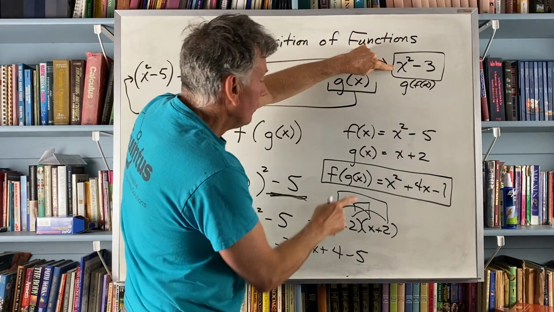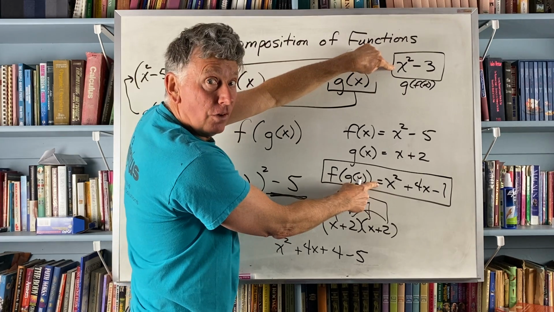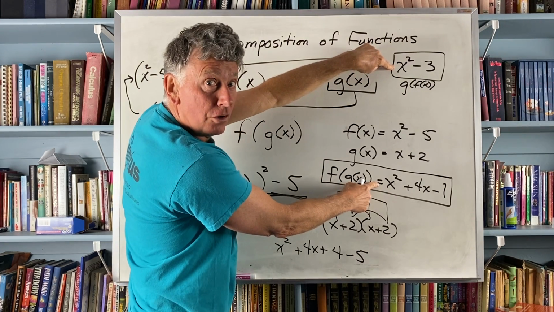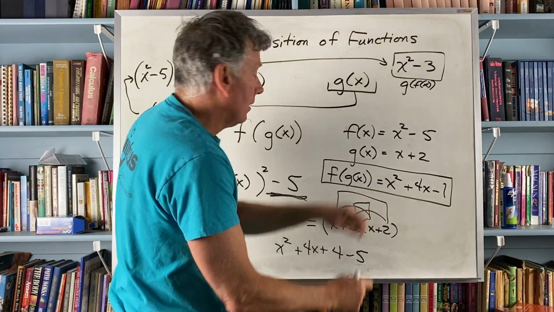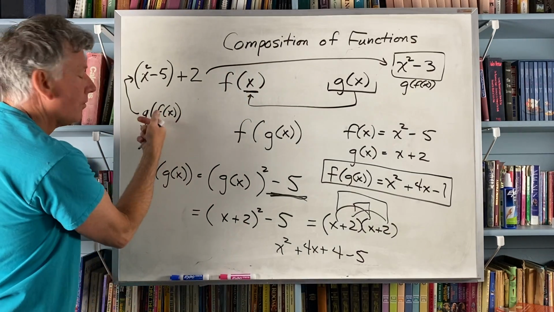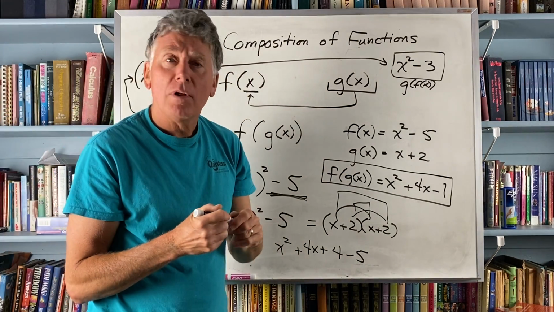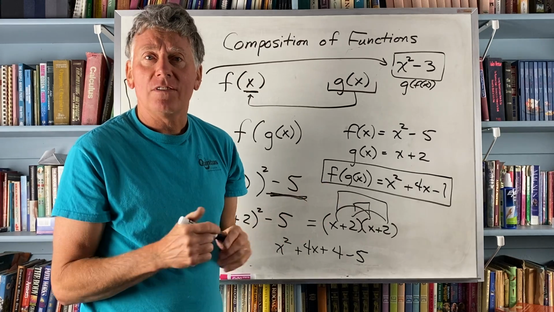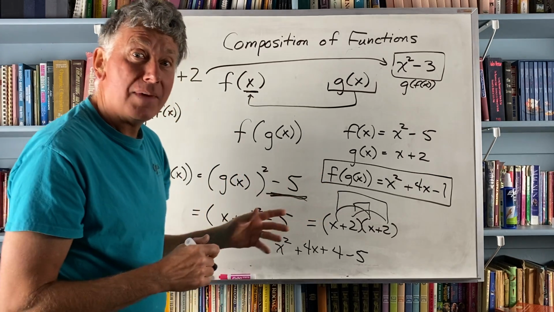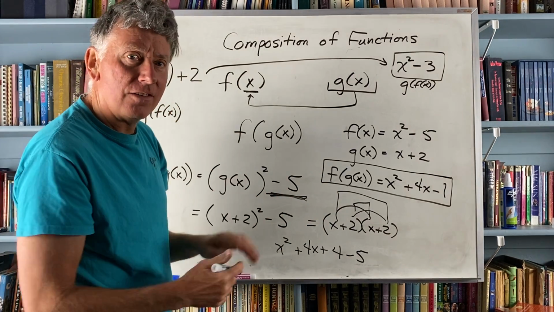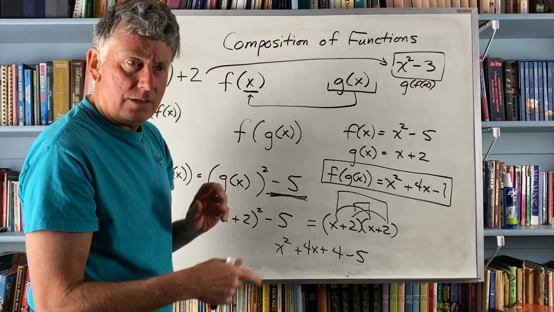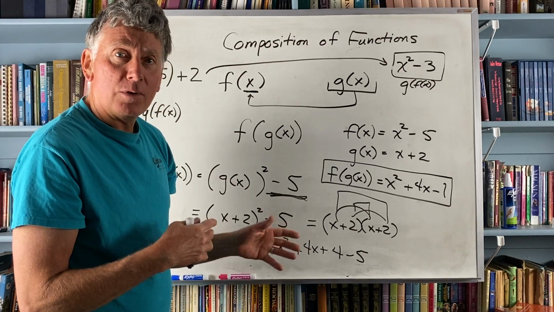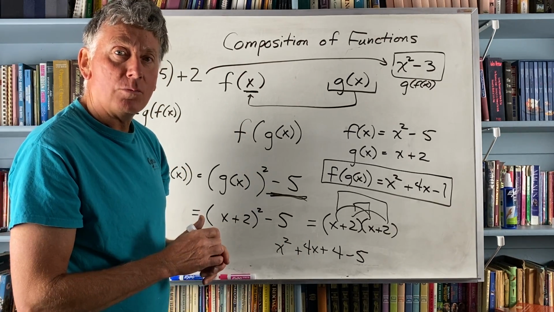Notice that these two are different. Order matters here. You cannot flip them around as if you were multiplying functions. The order matters. Now, what goes inside the slot is what determines what your composition of functions will look like.